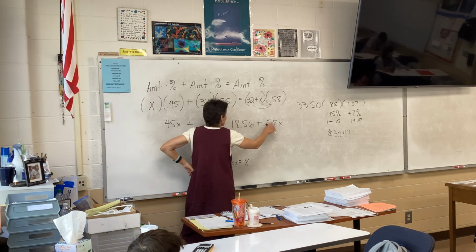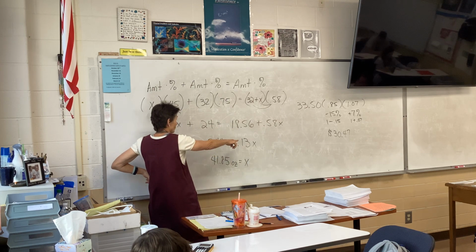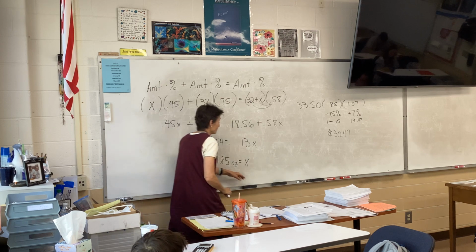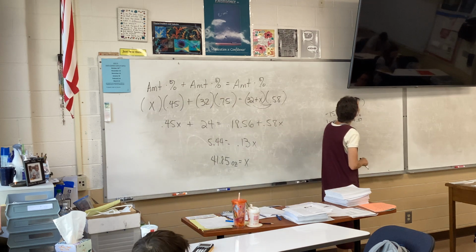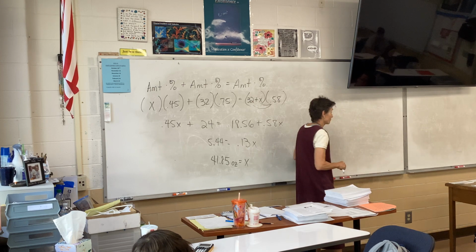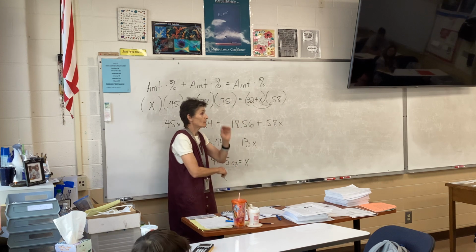This is what I got when I distributed properly. Put all the x's on one side, all the numbers on the other side, and divide it. Did anybody else get 41.85? Did you? Thanks, Jim.